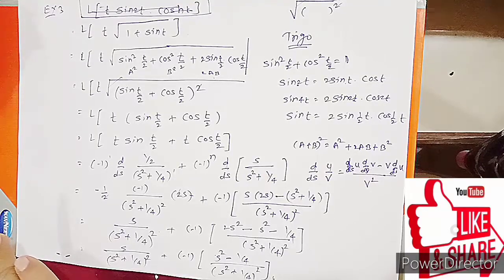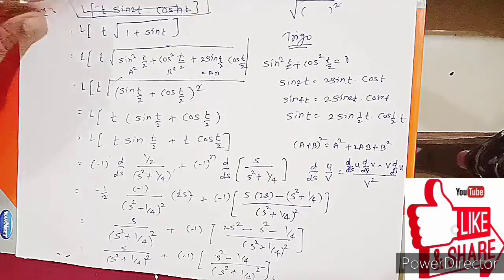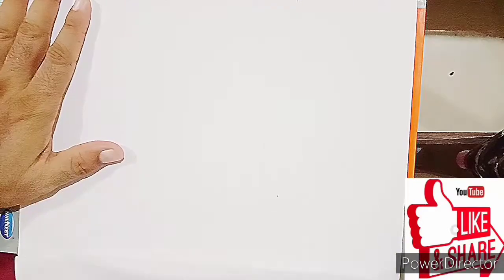This is our 4 examples of multiplication by t, but we know that there are 2 types of multiplication by t. So the second type of multiplication by t we cover in the next video.